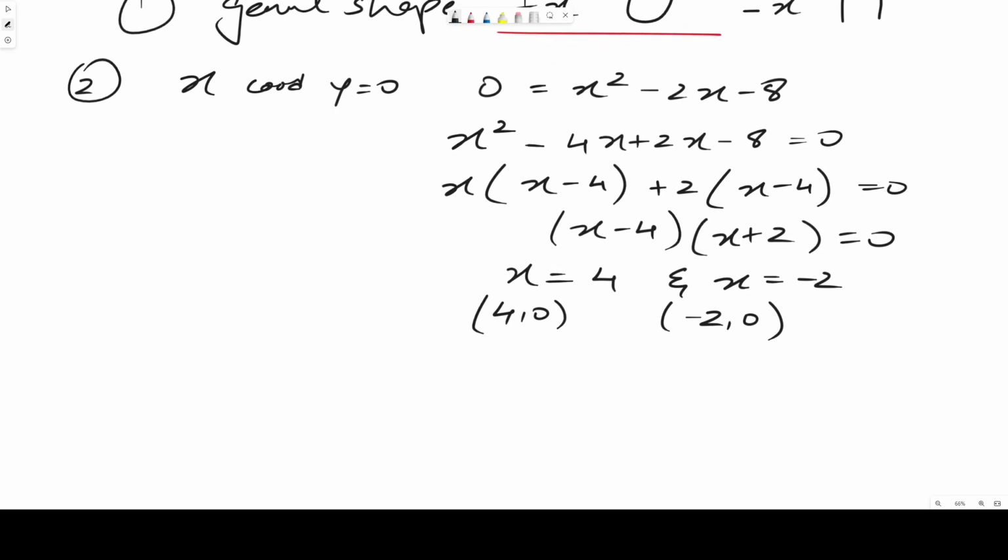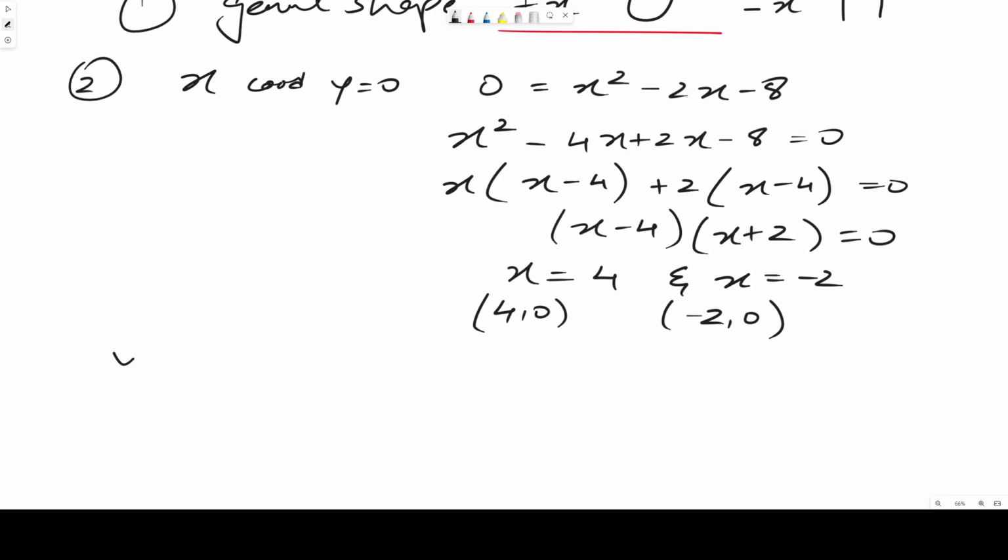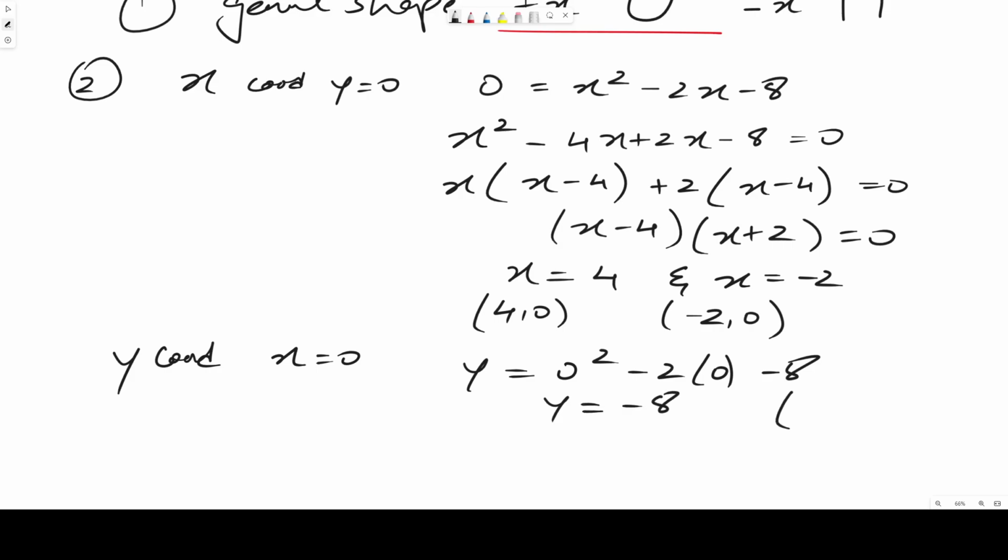Now we have to find the y coordinate, or the y-intercept. To find the y coordinate, we need x equal to 0. So that means y is equal to 0 squared minus 2 times 0 minus 8. y is equal to negative 8, so it would be (0, negative 8). Now we found this, we found the general shape.